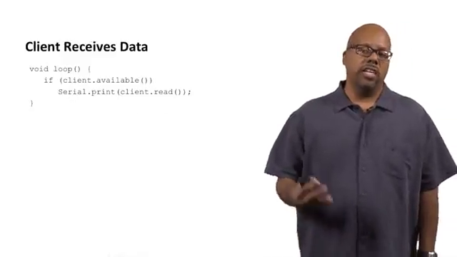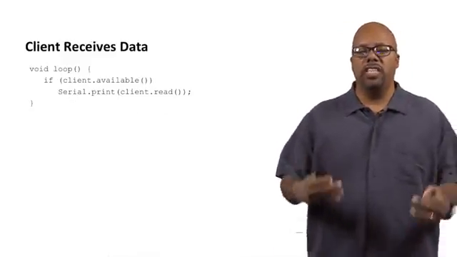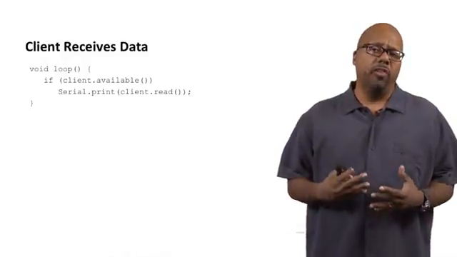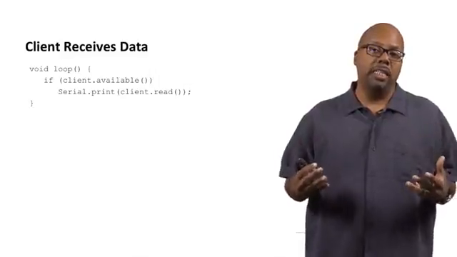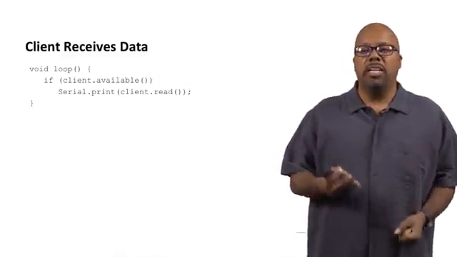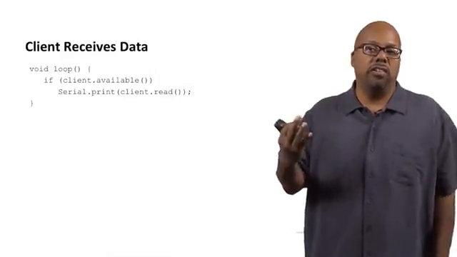Now here's another tiny program where the client is receiving data. We're putting this in the loop this time. All we're doing here is having the client receive bytes as they're available. So when a byte is available from the server, it takes the byte and prints it to the serial monitor.